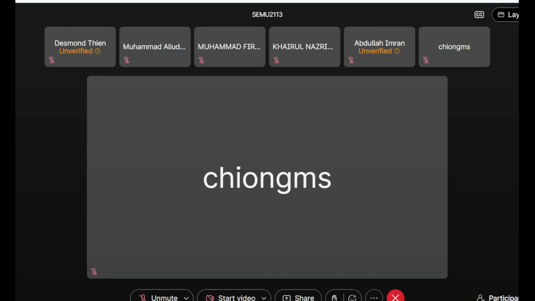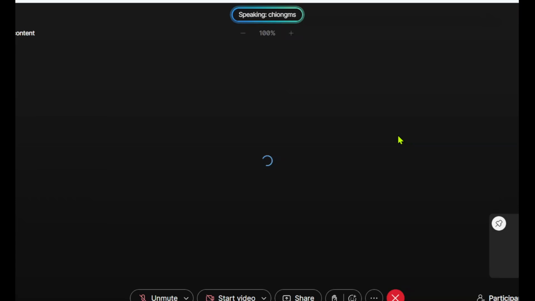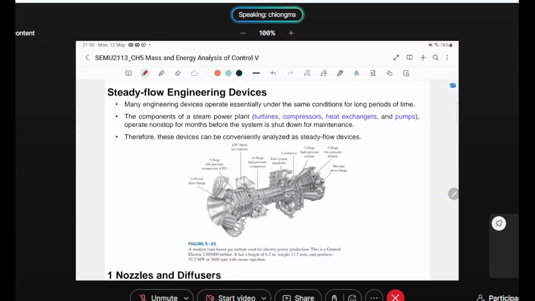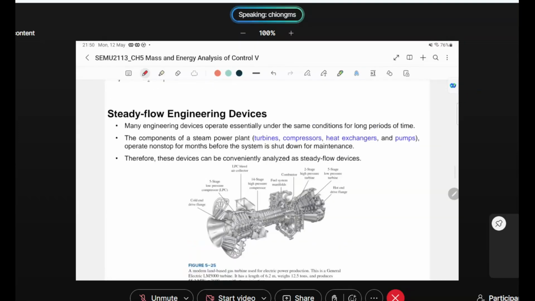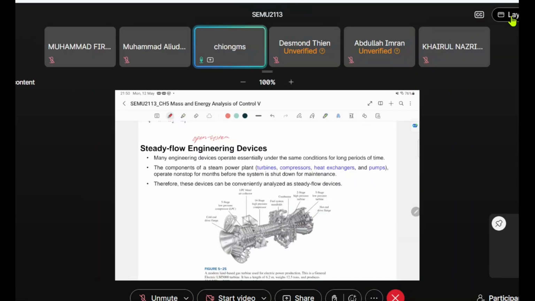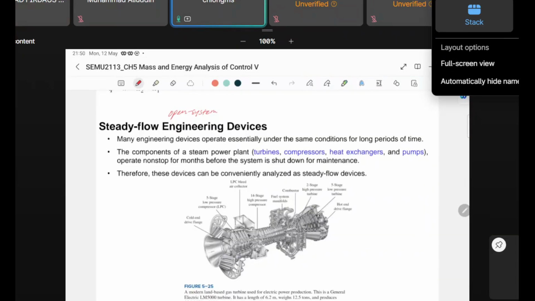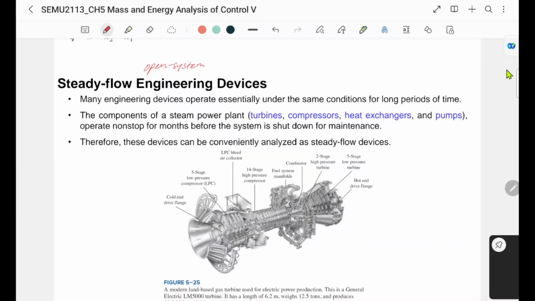Next, let's look at how we can apply what we learned just now to some of the steady flow engineering devices. Open system specifically, where there's a mass exchange. We'll be looking at a few examples: nozzle, diffuser, turbine, and compressor.